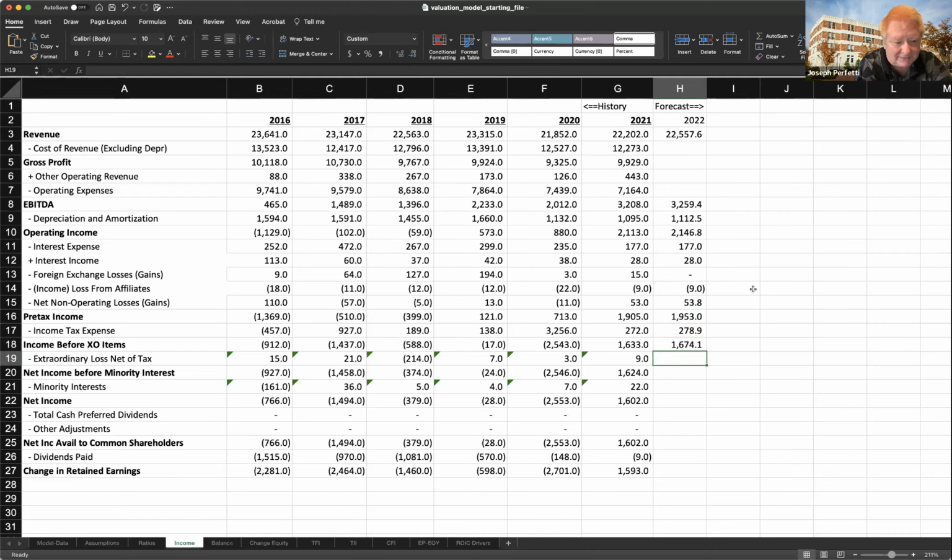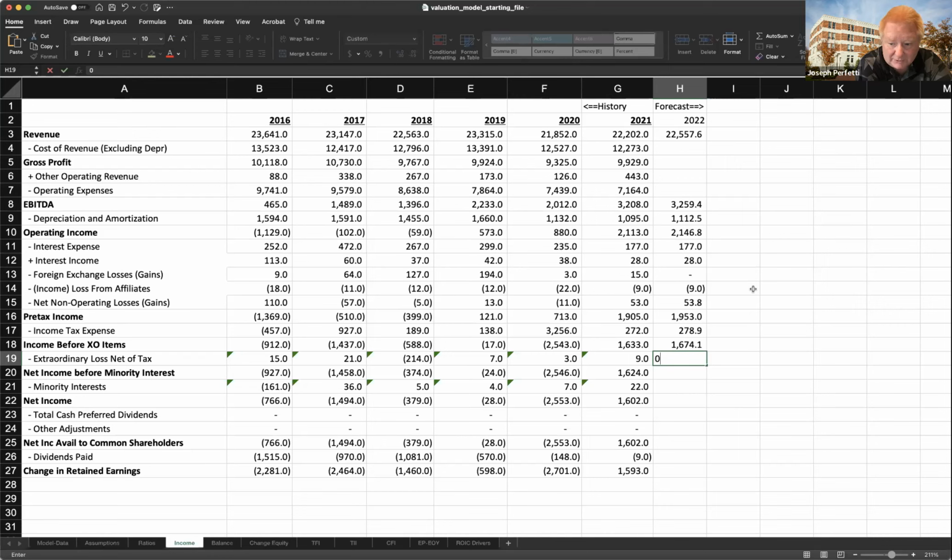The next line down is the extraordinary loss net of tax. In H20, that is 0. By definition, an extraordinary item should be just that. It's extraordinary. It's non-recurring. Shouldn't happen again. Okay. So I don't know what extraordinary items are in the future because they're extraordinary. We don't know what they are.